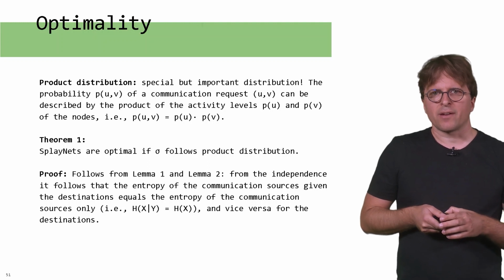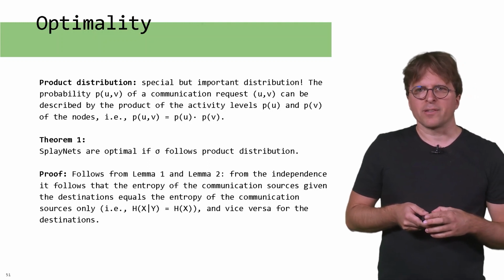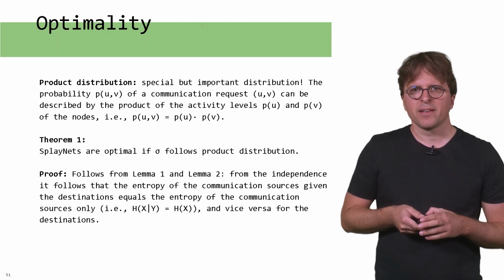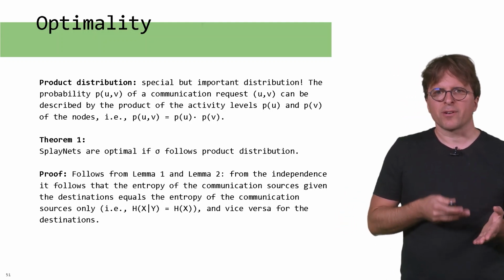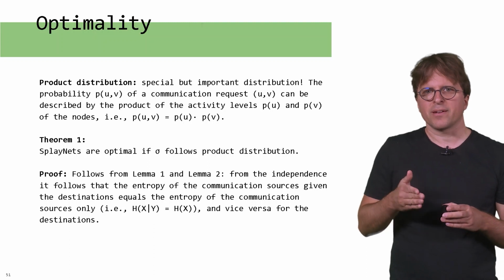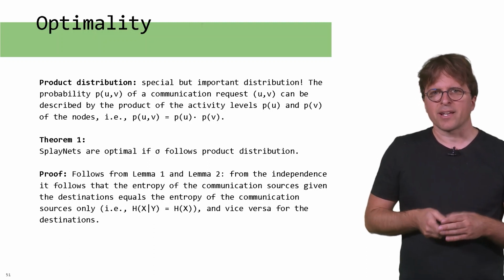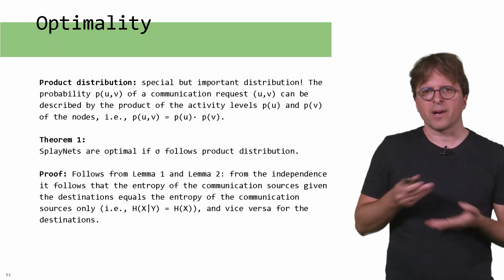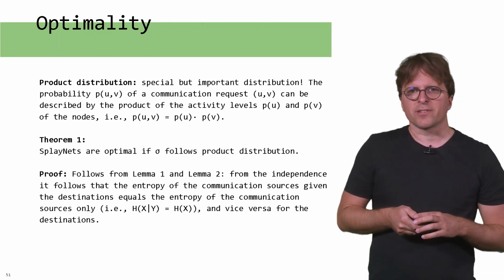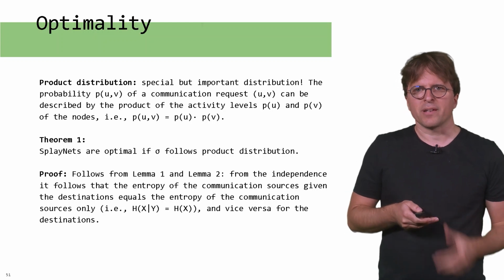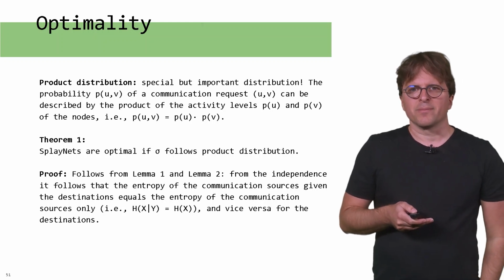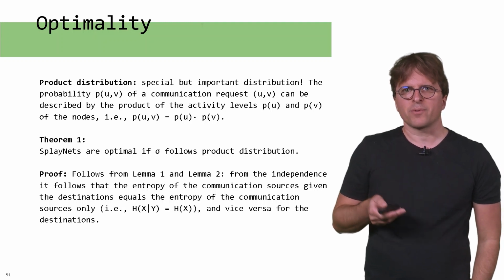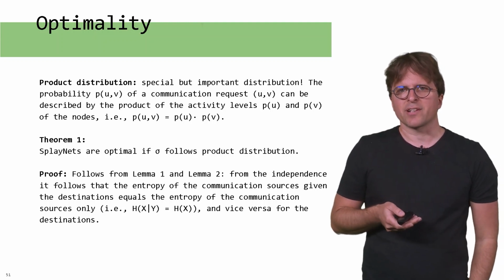And this directly follows from lemma 1 and 2, because from the independence, you know that the conditional entropy of X given Y is actually just the entropy of X and the other way around. So the conditional entropy of Y given X is just the entropy of Y because we have the independence. So this way you can see that the upper and the lower bound match, and for a product distribution the SplayNet is actually optimal.